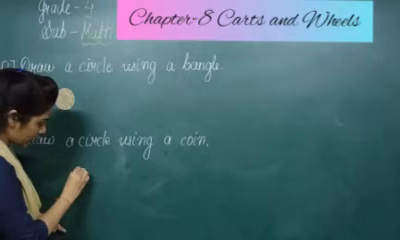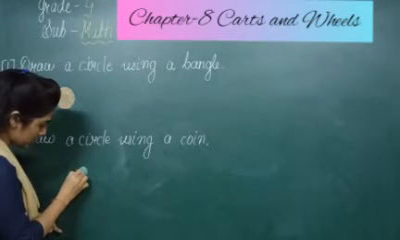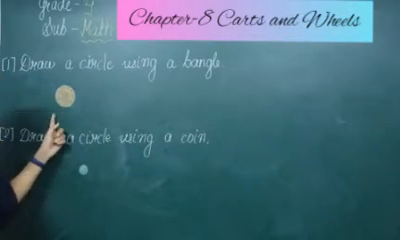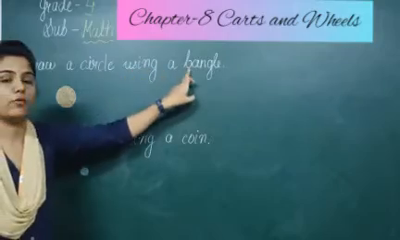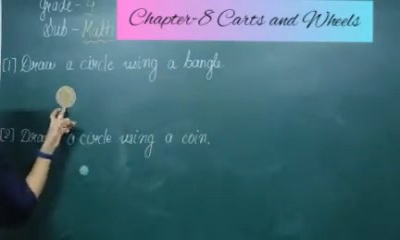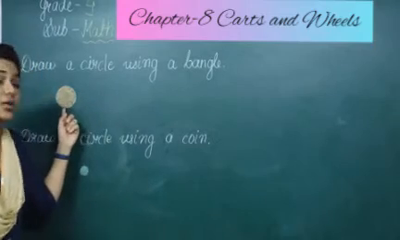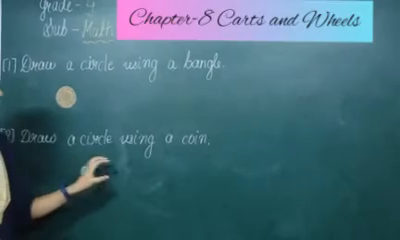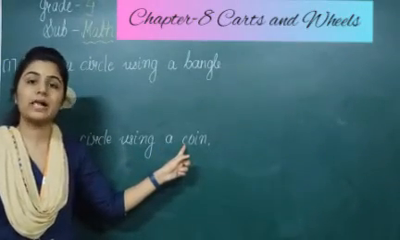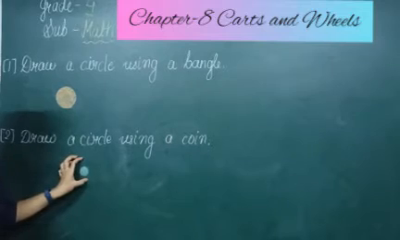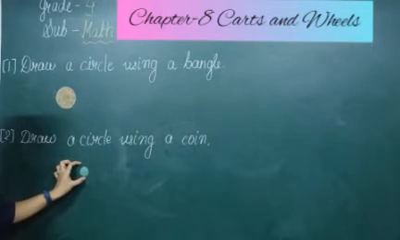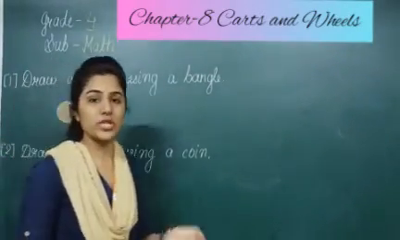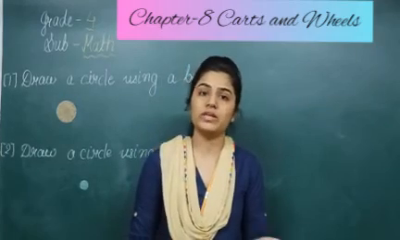You have to color this whole circle very nicely with the help of green color. See, it looks very beautiful. The biggest circle which we have drawn with the help of the bangle is orange here, but in your workbook the color given is red, so you can color it with red color. And in the second number, the circle which we have drawn with the help of the coin, which is the smallest circle, I have filled with green color. So here you just have to understand that with different objects we can draw circles of different sizes.